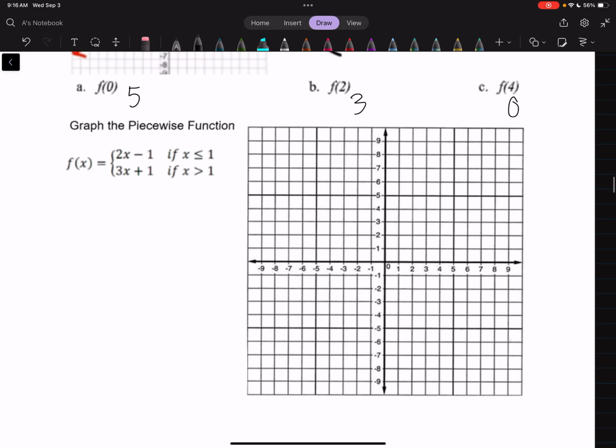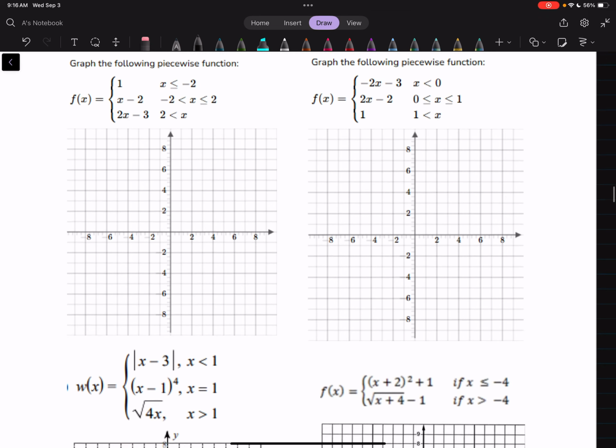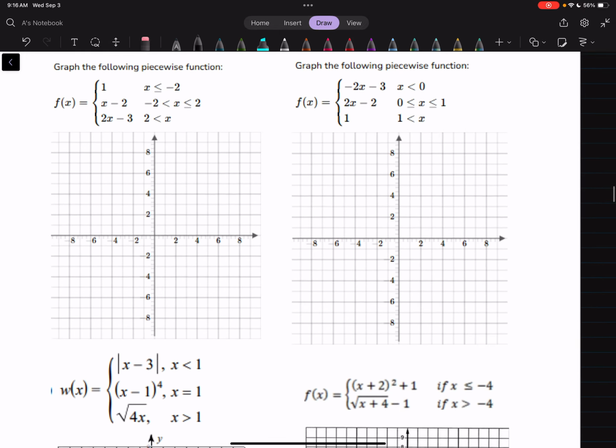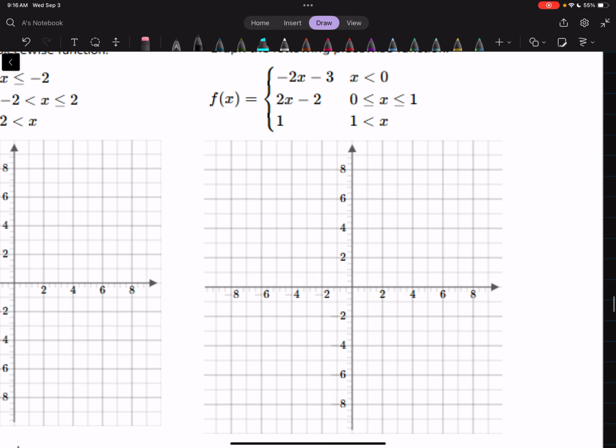Now, we're going to talk about graphing piecewise functions today. I'm actually going to skip this first one and let you do it later for practice. I'm going to do two of the ones on this page. I want to do the one on the top right and on the bottom left. In my opinion, those are the hardest two. I'm going to shadow those and let you do the rest as review, practice.